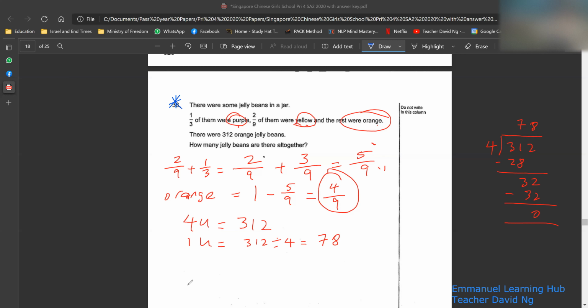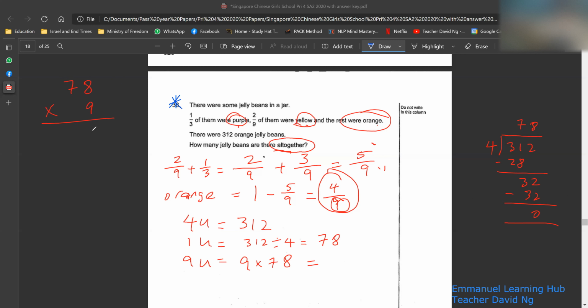You want to hear a shorter way? But shorter ways are harder. Shorter way, not harder. Okay. How many jelly beans are there all together, right? Yeah. All together, you find 9 units straight away. Why? Because there are 9 units all together. Okay. So then 9 times 78. Then equals the answer. Yes.